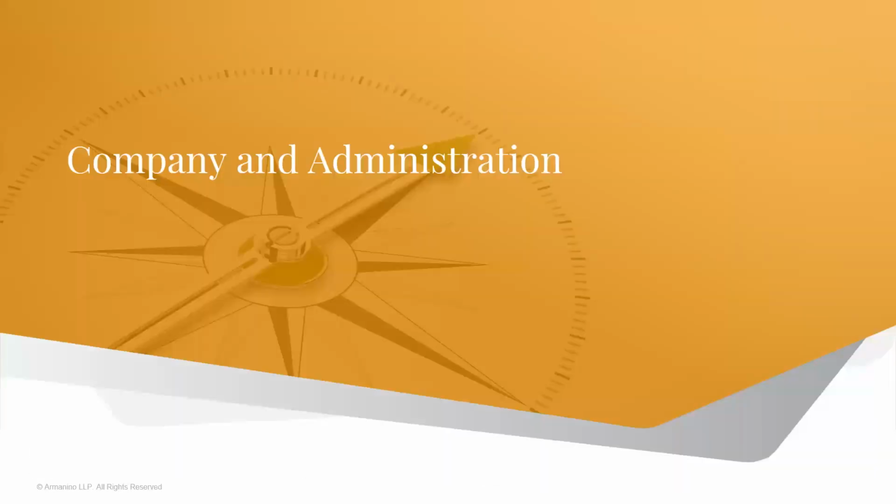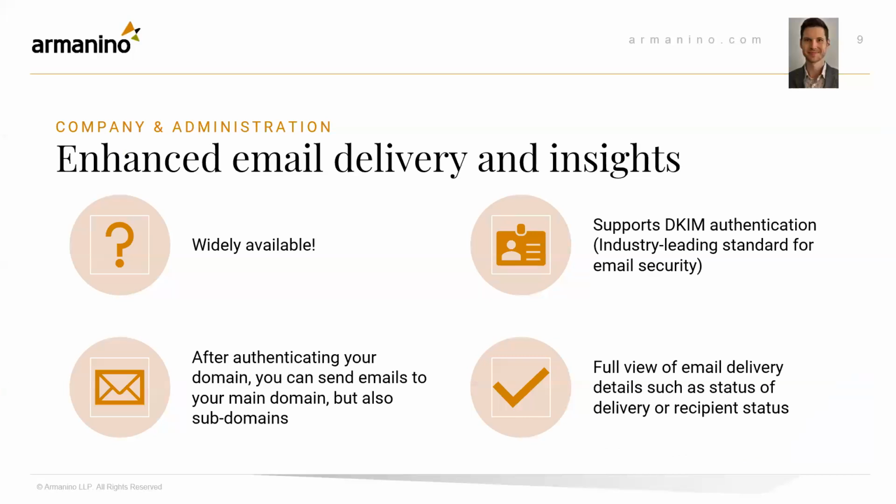So in company administration, the first enhancement is around the email delivery and insights. Previously this was an early adopter program, but now it is widely available. This supports DKIM authentication, which is the leading industry standard for email security. After authenticating, you have the ability to send email to your primary domain as well as subdomains, and you have full view of email delivery history, such as the status of delivery or recipient status.